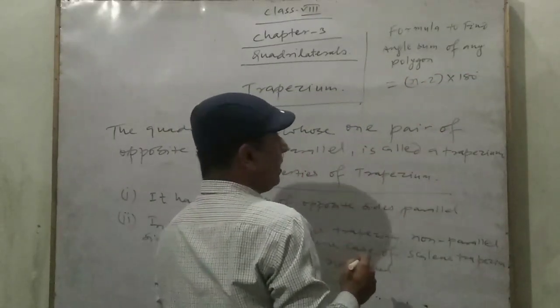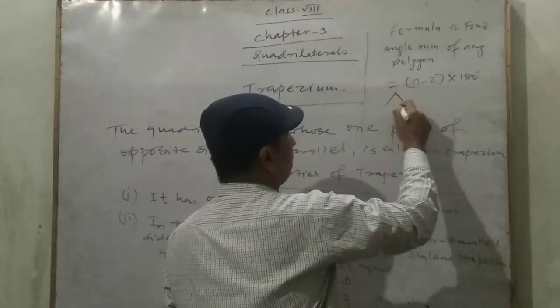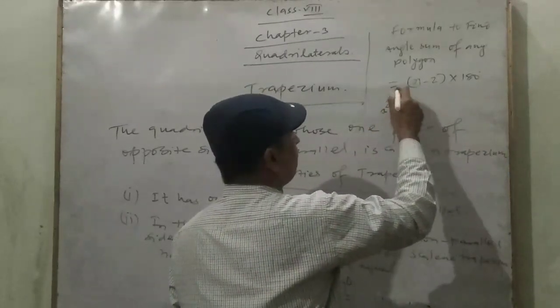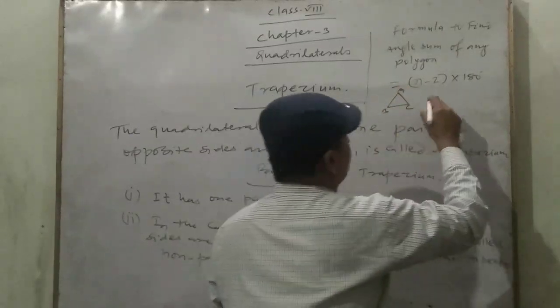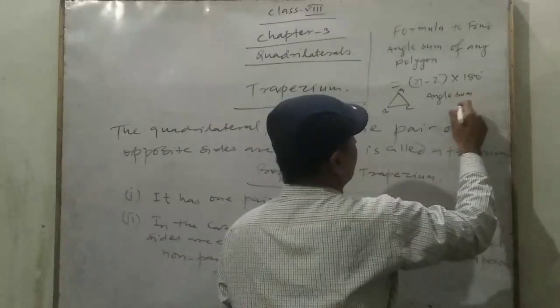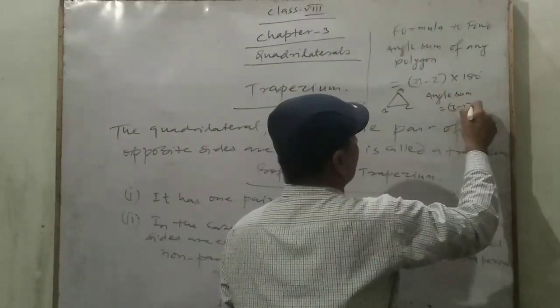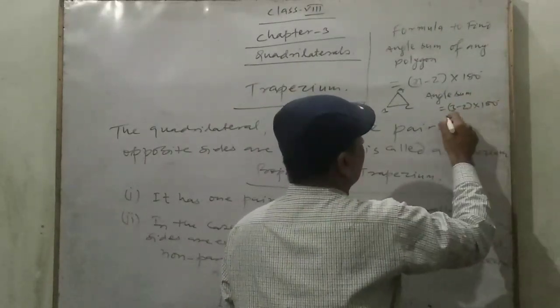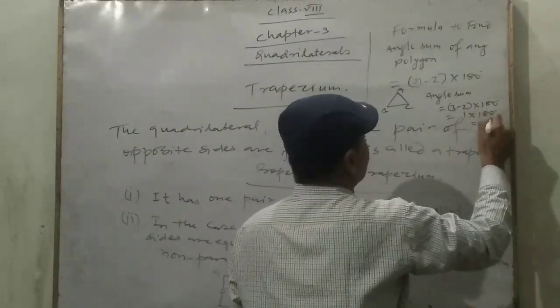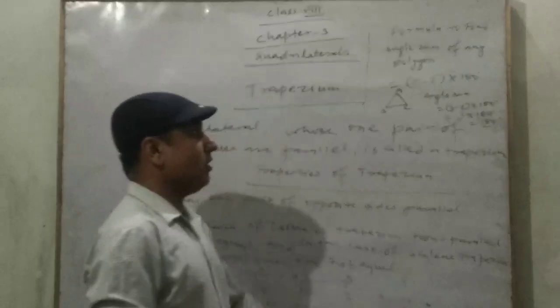In the case of triangle, there are three sides, AB, BC and CA. Therefore, angle sum equals (3 minus 2) into 180 degree, and it will be 1 into 180 equals 180. This is angle sum of this triangle.